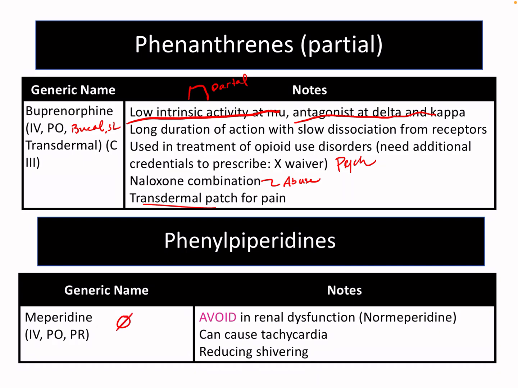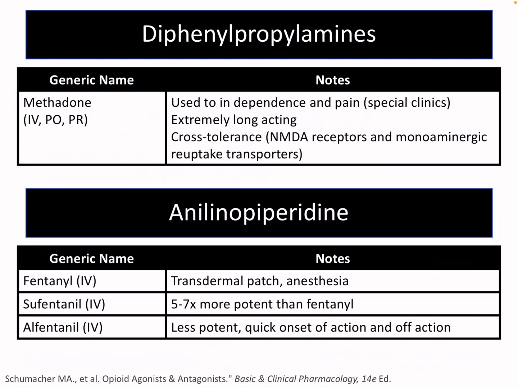Meperidine isn't really used for pain, and the American Pain Society doesn't recommend it because it has a toxic metabolite, normeperidine, that can accumulate and cause neuroexcitatory problems, including seizures. In regular doses, it can also cause tachycardia. What it primarily is used for is shivering in operative patients.